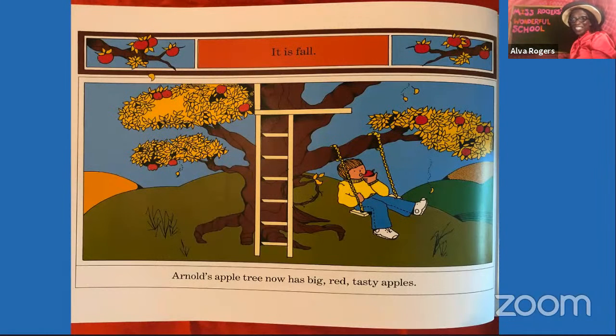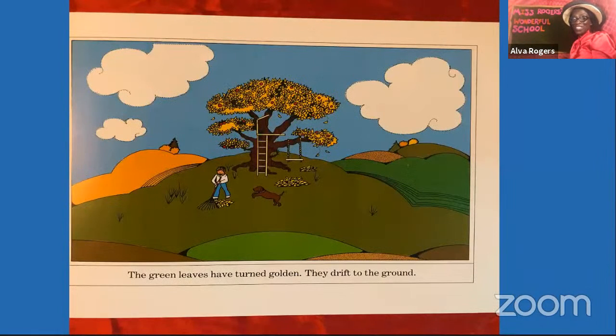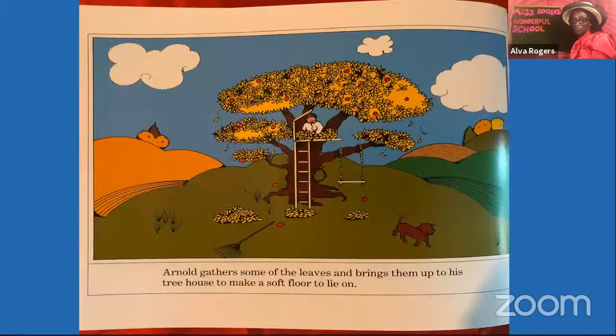It is fall. Arnold's apple tree now has big, red, tasty apples. The green leaves have turned golden. They drift to the ground. Arnold gathers some of the leaves and brings them up to his treehouse to make a soft floor to lie on.